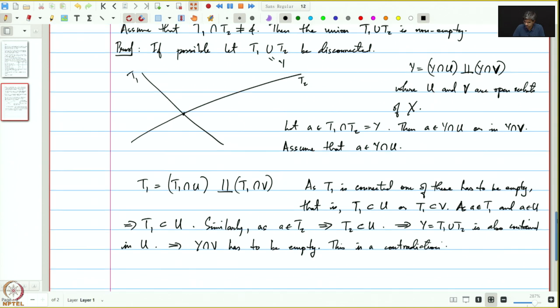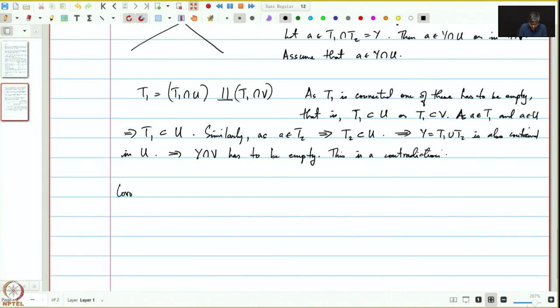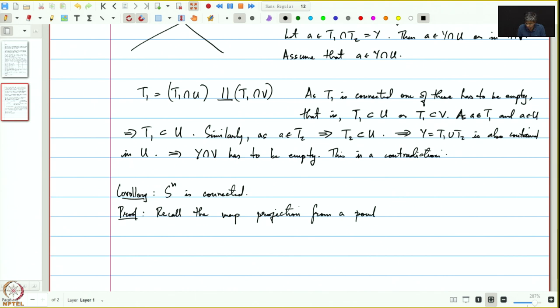Now let us use this lemma to show that the spheres are connected. Corollary of the lemma: Sn is connected. To show this, recall the map projection from a point. Using this map, which was left as an exercise, we can show the following. Let's make a picture.